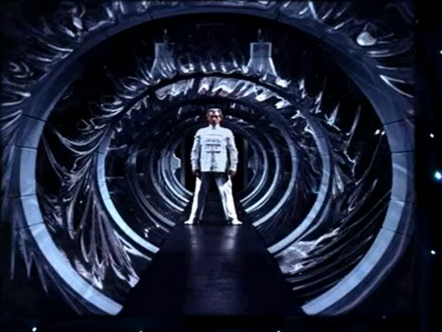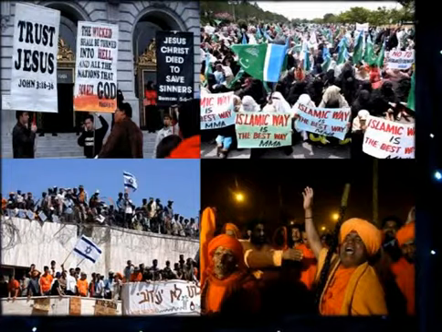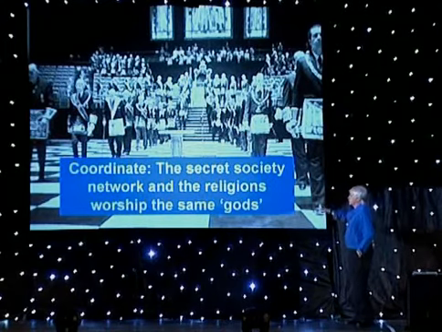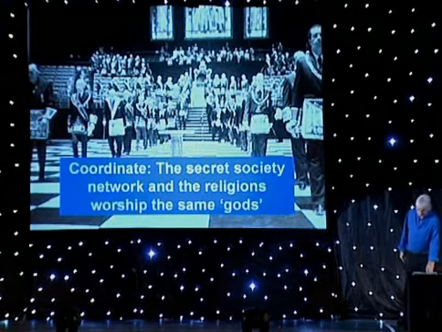Vampiring that energy, closing the mind, creating a prison, dividing and ruling. Which brings us to secret societies, and of course religions are against secret societies, except another coordinate. The secret society network and the religions worship the same gods as each other. Guess who they are?